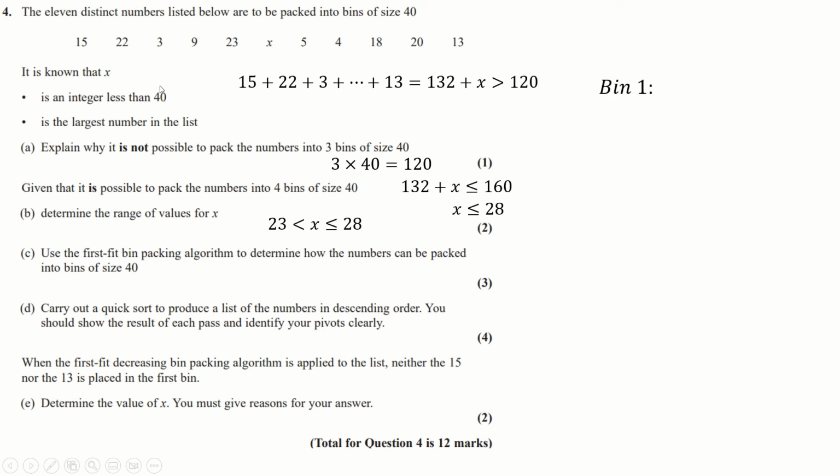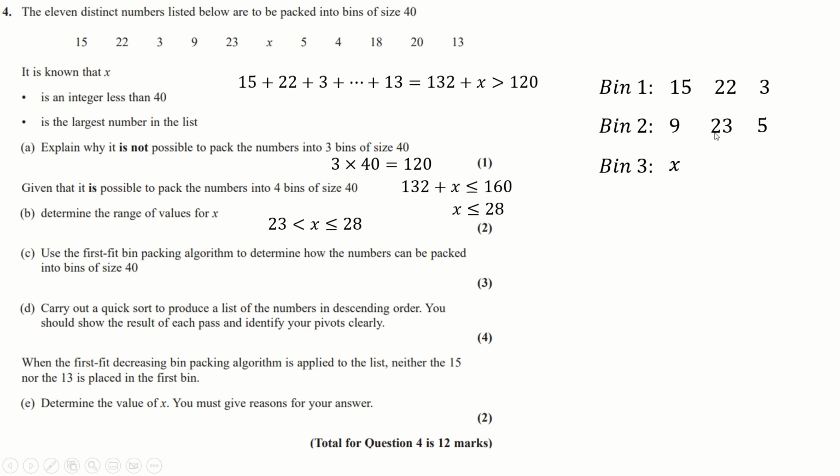So okay, bin 1, we'll just put the 15 in. We can fit a 22 in that because that adds to 37 or something. We can also add a 3, that takes us to 40 exactly. So bin number 2 needs to have the 9 in it and the 23. Now that's currently like 32? Well, x is way bigger than 8, so we can't fit x in there. So x has got to go in the next one. Now 5 can fit into here, even if x is 28. But of course 5 can also fit into there, so it goes in the first one it can fit in. It's called first fit bin packing for a reason.